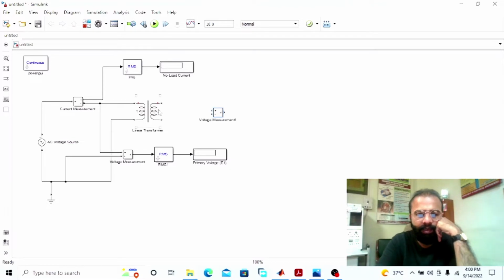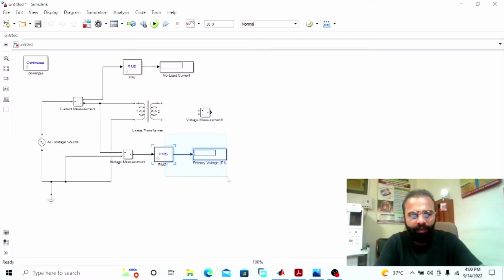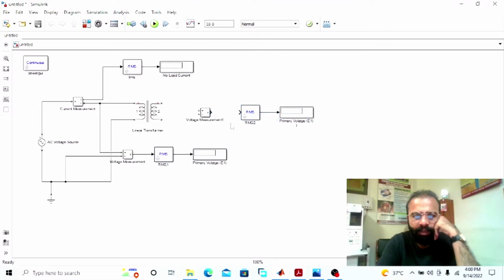This secondary winding, which is the HV winding over here, should be left open circuited. Now we can connect the voltmeter in parallel across this HV winding to measure the secondary side voltage, which is the HV voltage. So again we need another display and RMS block. This would give us the secondary side voltage.